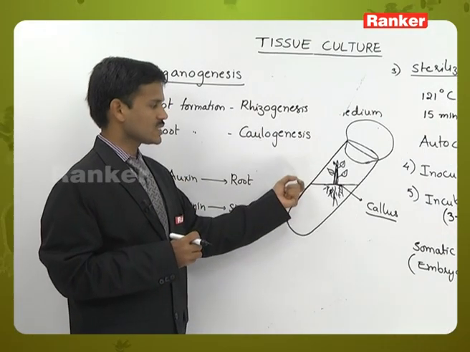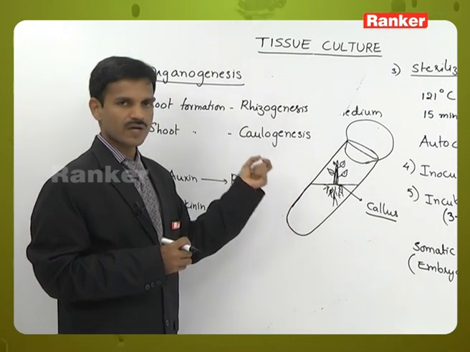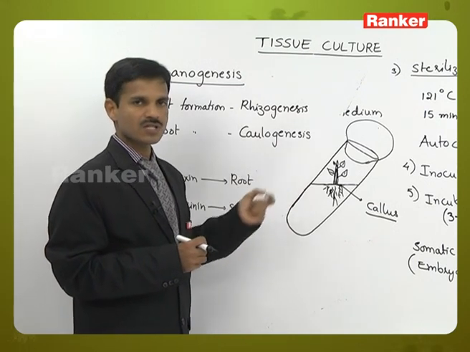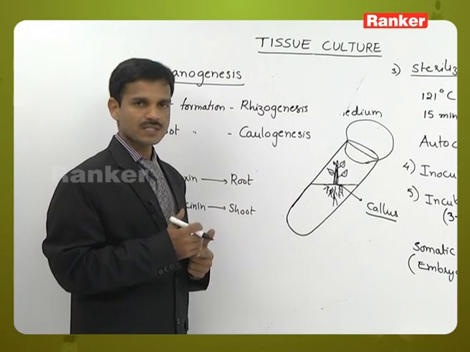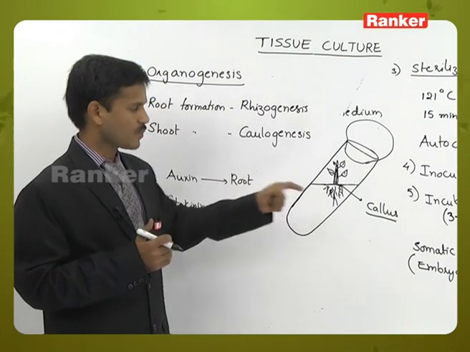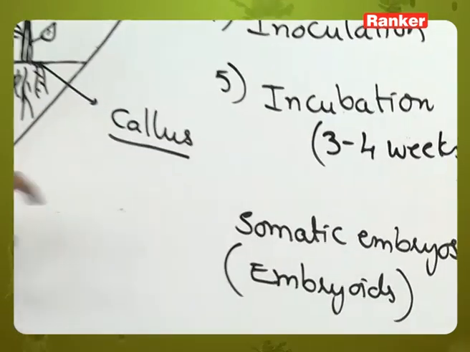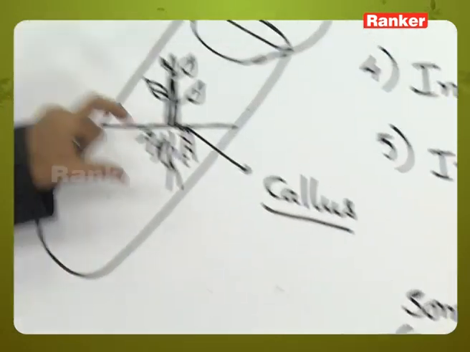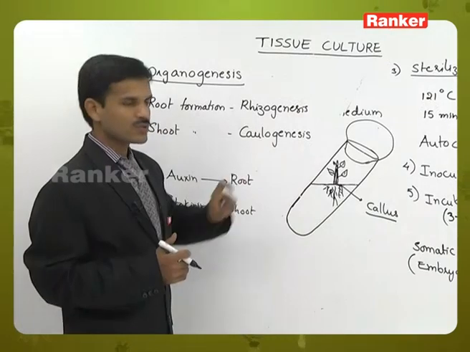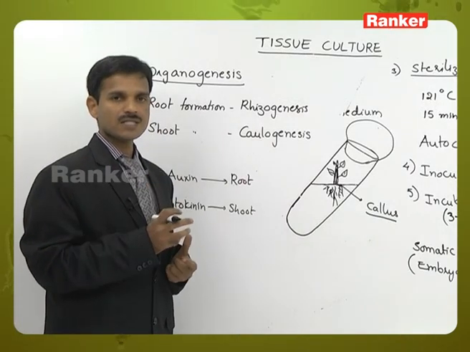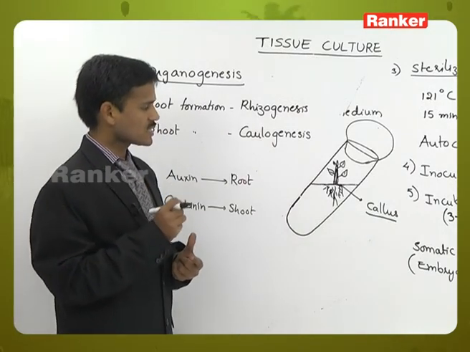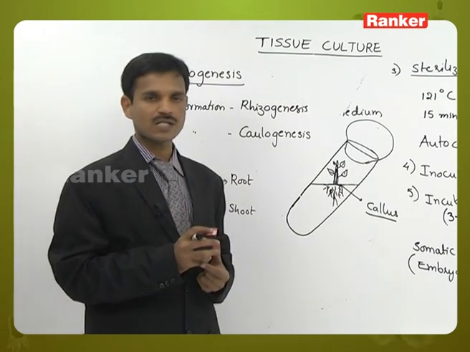So, one living cell or some tissue is developing into callus. Callus is developing into embryoids or somatic embryos, embryo-like structures. The embryo-like structures are developing into a root system and shoot system. So, a complete plant is produced from a single cell or from a group of cells.